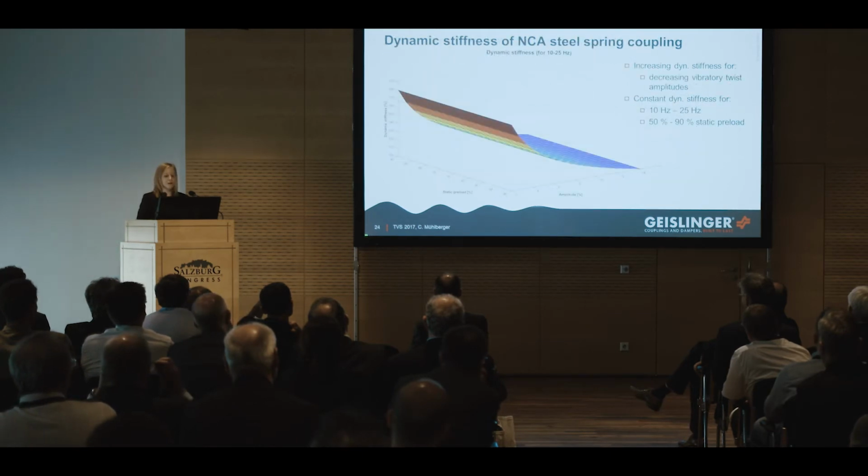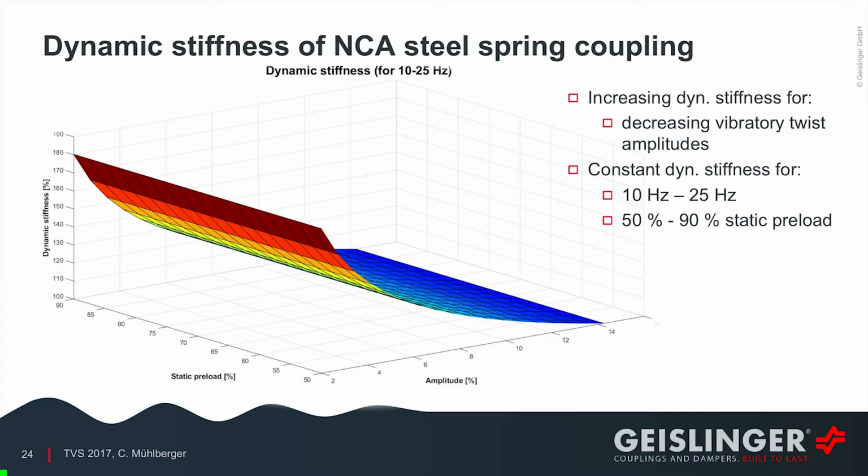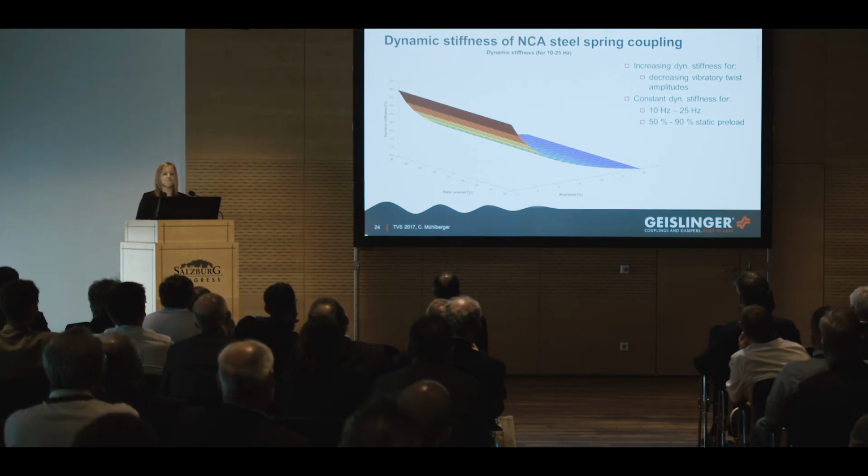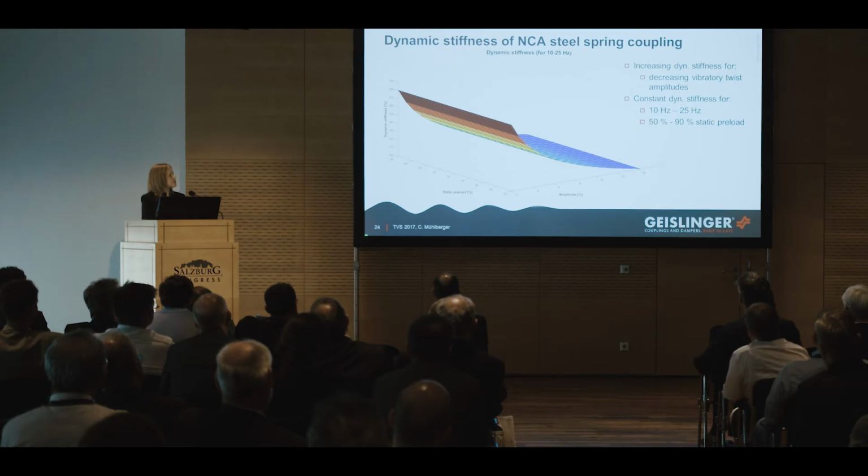As we already heard today, we know that elastomer couplings are highly dependent on temperature, age, static preload, frequency, as well as decreasing twist amplitudes. If we look at this graph, we see a curve based on measurements where we varied the static preload from 50 to 90% and also the frequency from 10 Hertz up to 25 Hertz. This does not affect the dynamic stiffness of the coupling, only decreased twist amplitudes have an effect.